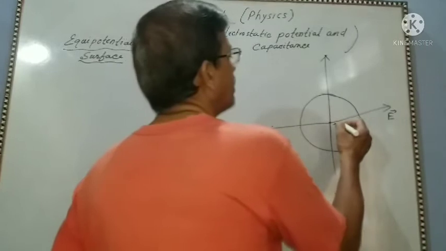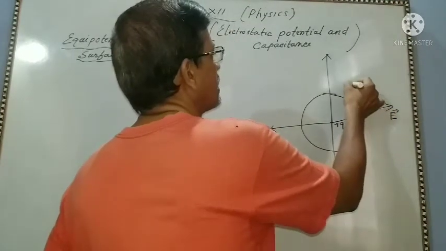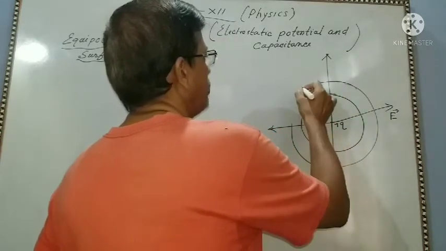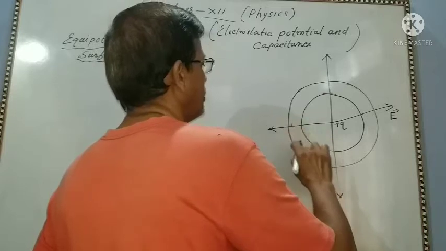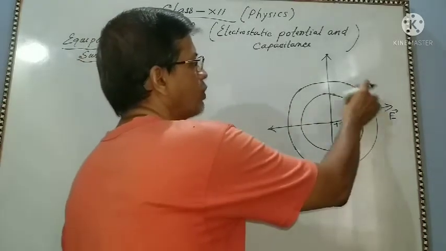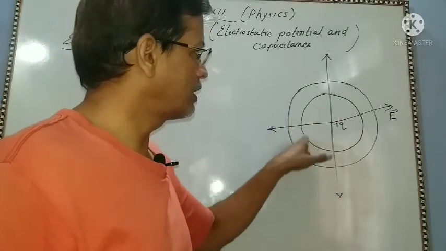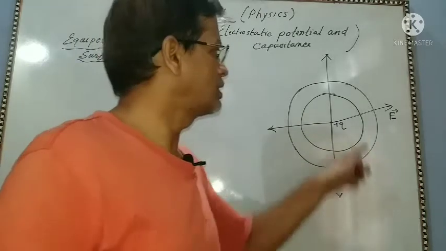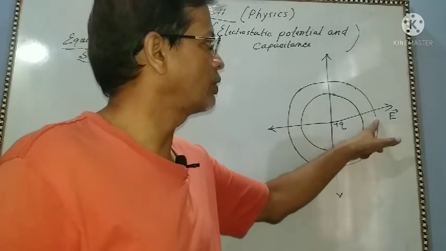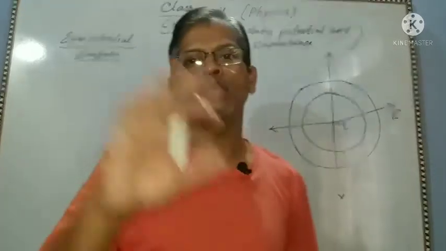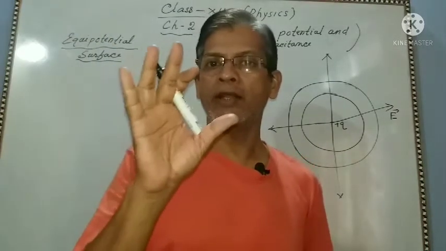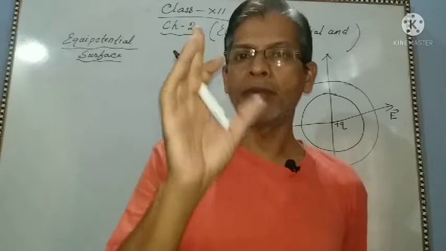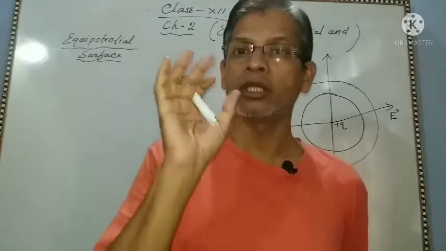If you draw another sphere, this is another equipotential surface, because on this surface at every point the potential will be the same. On the surface of this sphere the potential will be the same. So this is an equipotential surface, and this is another equipotential surface. In this way you can draw so many equipotential surfaces. Clear? Equipotential surface means a surface whose every point has the same or equal potential.